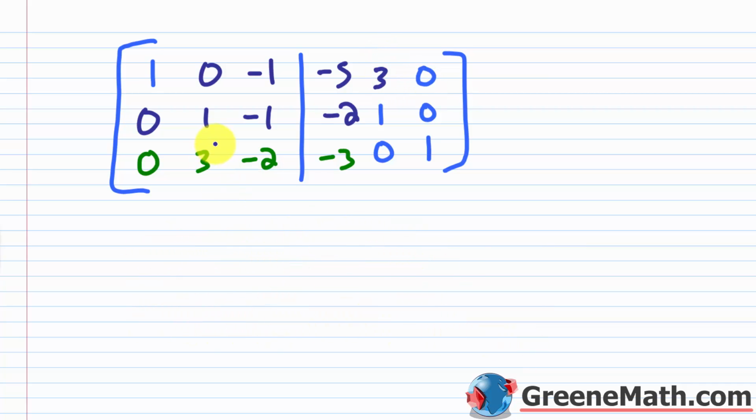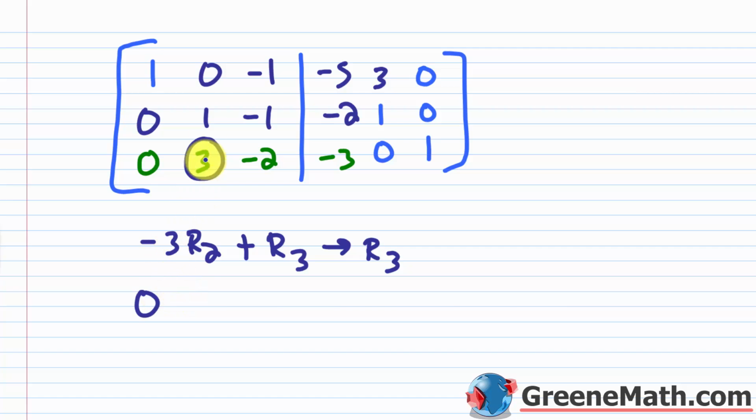Now we move into making this into a 0. So multiply row 2 by -3, and add the result to row 3. That's what I'm going to change row 3 with. So -3 times 0 is 0. -3 times 1 is -3. -3 times -1 is 3. -3 times -2 is 6. -3 times 1 is -3. And -3 times 0 is 0.